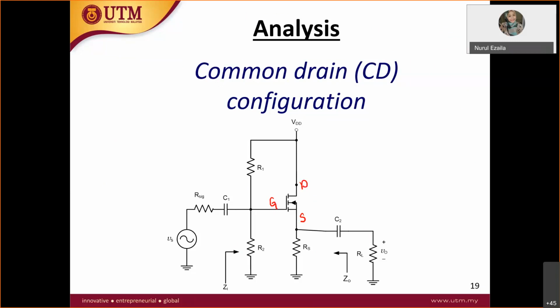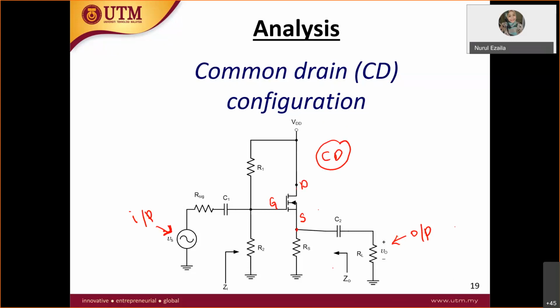If you look at the input, the input means this voltage source. This voltage source is connected to the gate, therefore this is the input. Now the output over here, output means this RL. Now the output is at the source. What's left over here is the drain. So that's why this is common drain. That's how you define it.